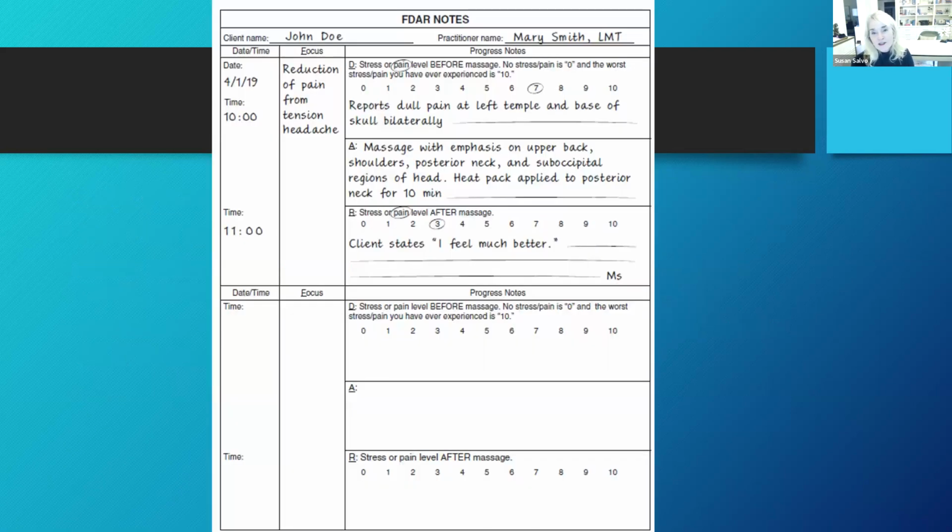This is what it looks like if you're curious. You can see it's very easy to write. And I like this part: the time stamping of when you collected this information, and when you did your post-massage assessment.